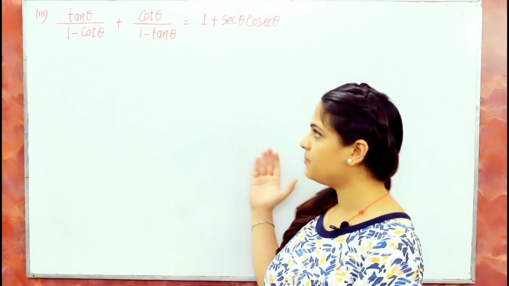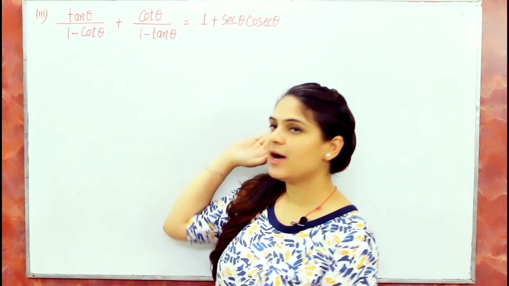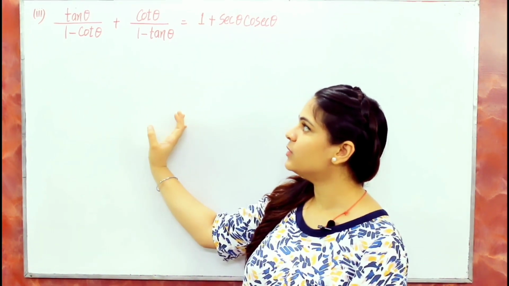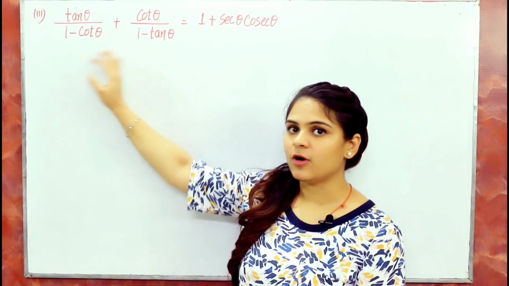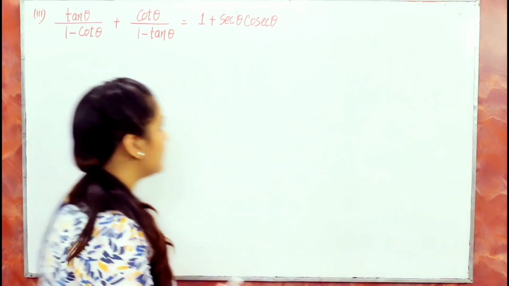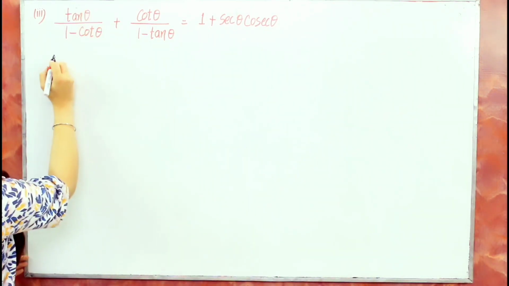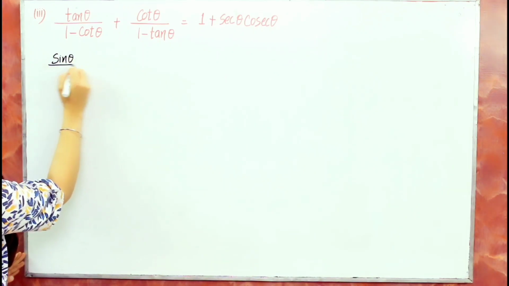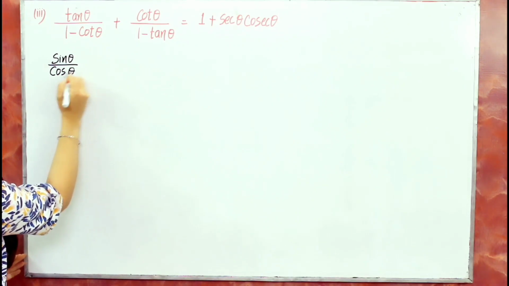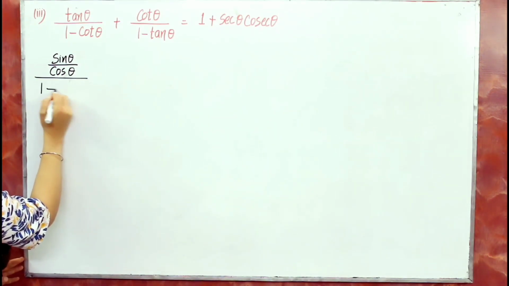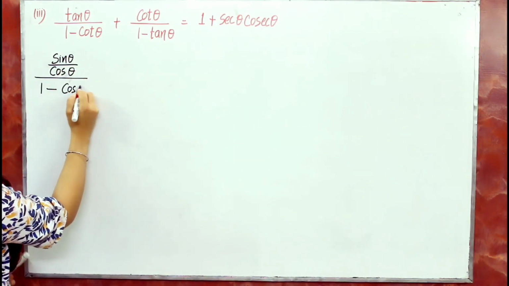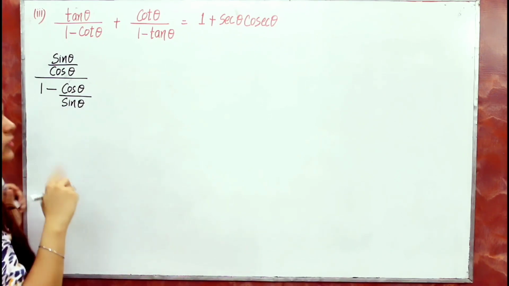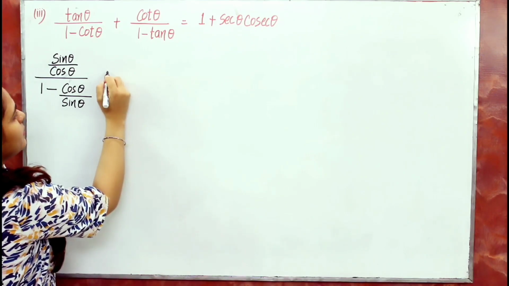Question number 5, third part. In this part also you have to solve the LHS side first, and we have to convert tan and cot in the form of sin and cos. So let's start. Here you can write tan theta as sin theta upon cos theta and cot theta as cos theta upon sin theta using the quotient relationship.